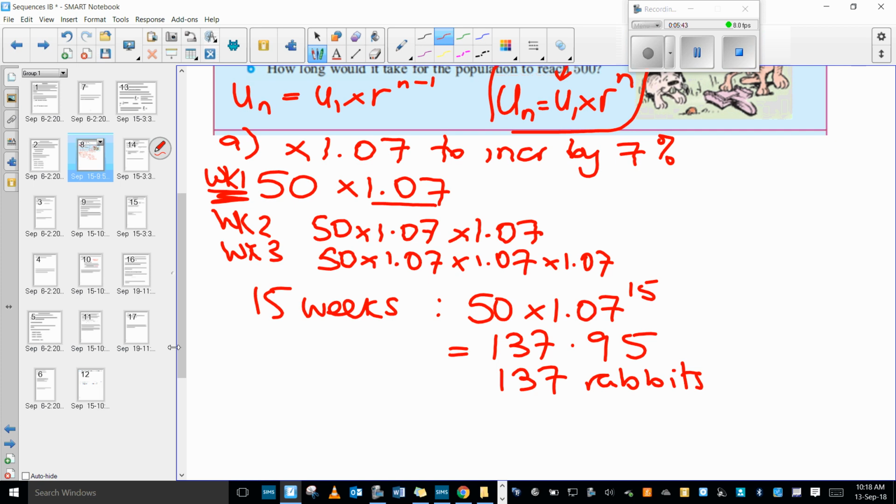What was the other number? 30 weeks. So it's going to be the same situation. It's 50 multiplied by 1.07 to the 30.